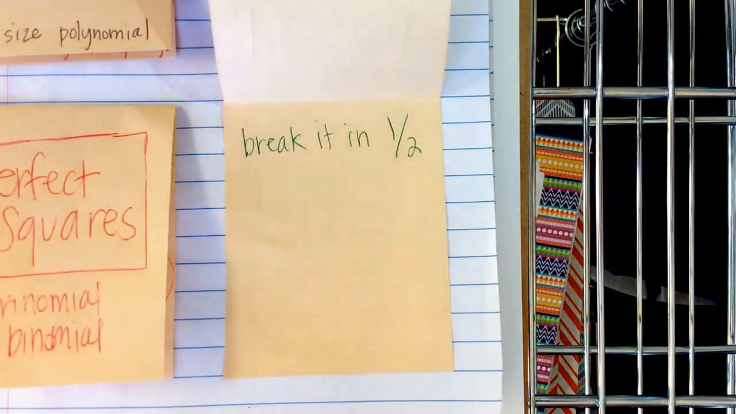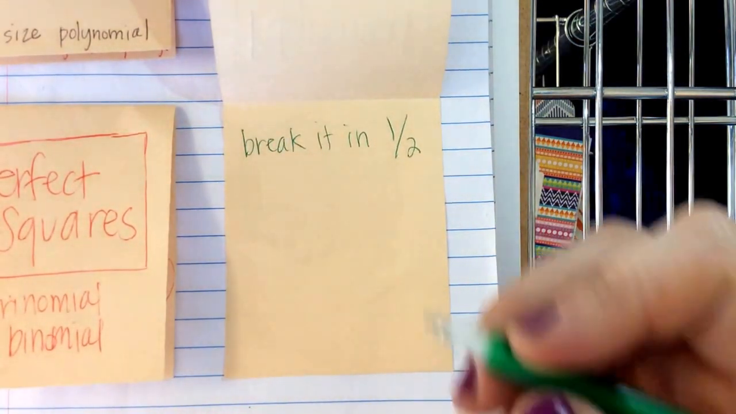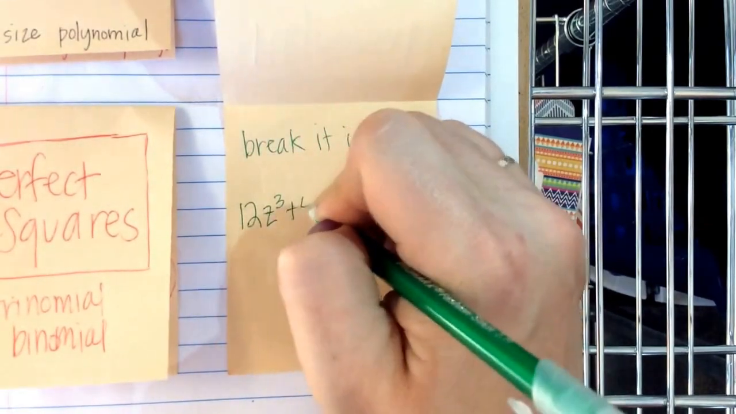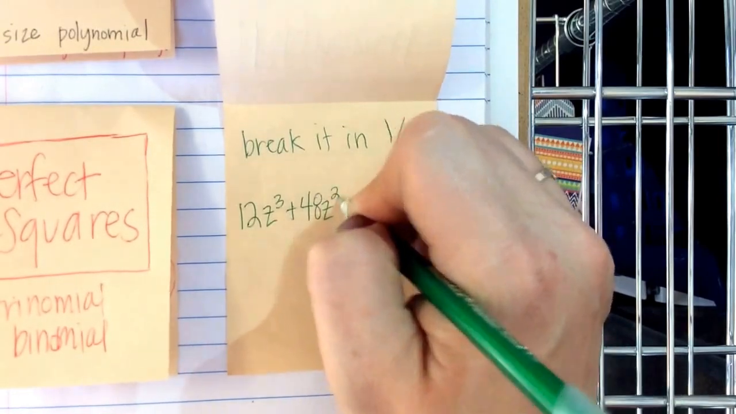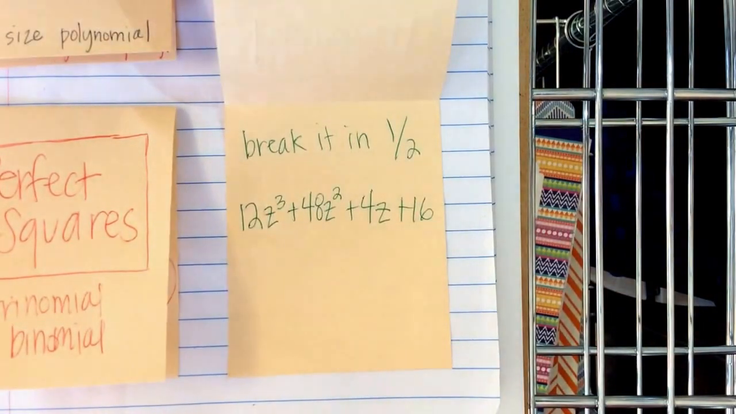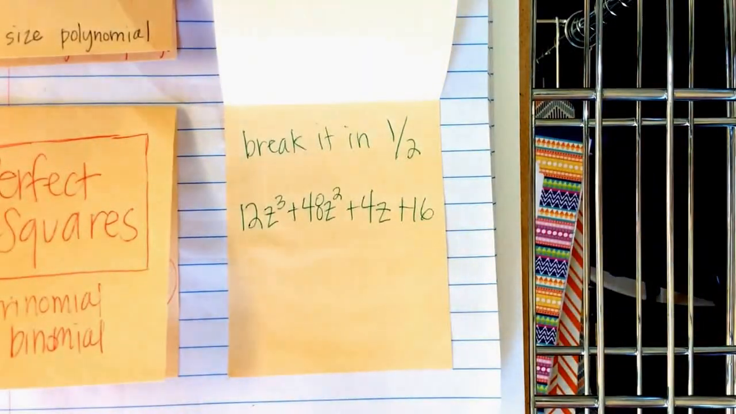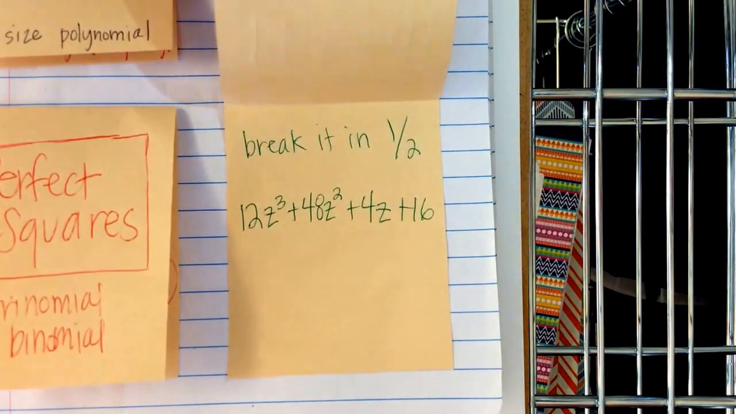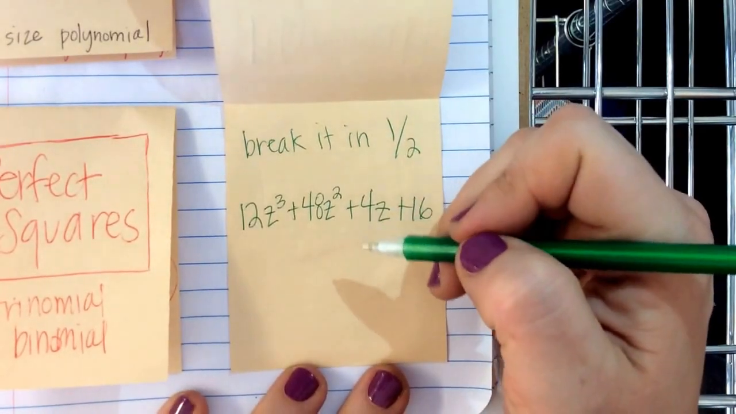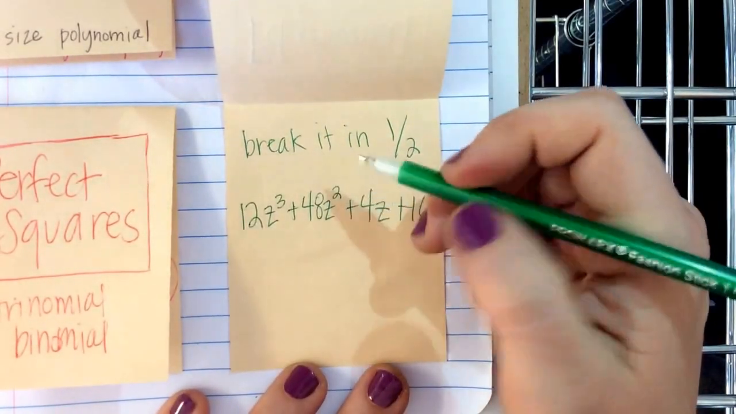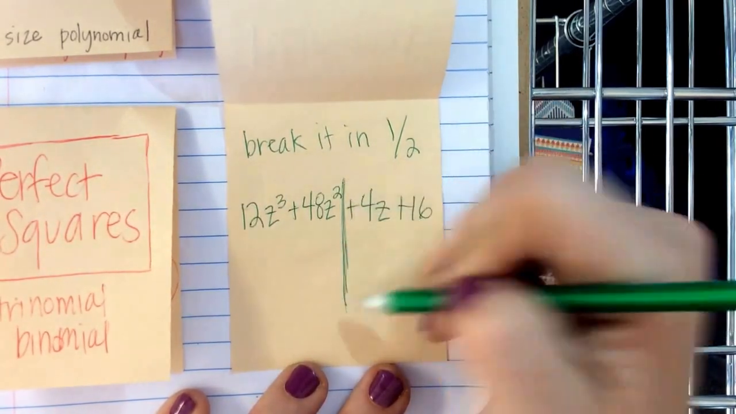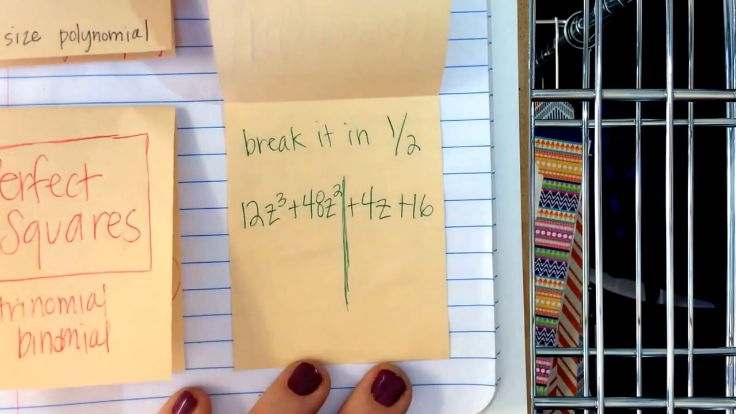Yeah, good problem. 12z to the 3rd plus 48z squared plus 4z plus 16. It's a polynomial, multi-terms, and there are specifically 4 of them. So I break it in half. Where does my half line go? Between what and what? Right here, right? Break it in half. 2 terms and 2 terms.